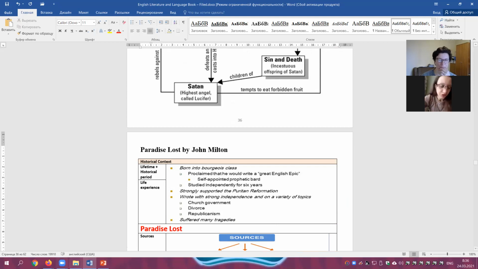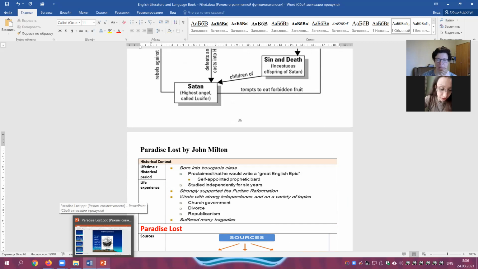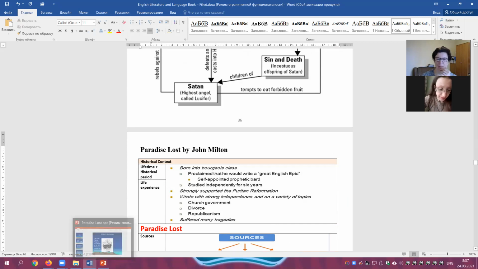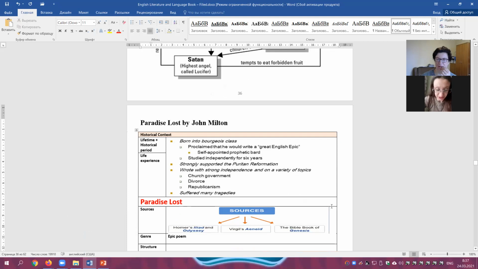John Milton was born into a bourgeois class, and he proclaimed that he would write a great English epic, and he self-appointed as a prophetic bard, and he studied independently for 6 years. He strongly supported the Puritan Reformation. Also, Milton wrote with strong independence and on a variety of topics, such as church government, divorce, and republicanism. And he suffered many tragedies.